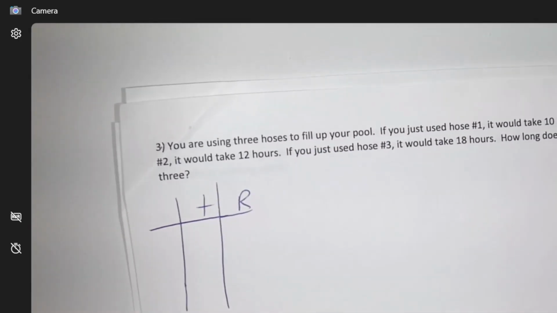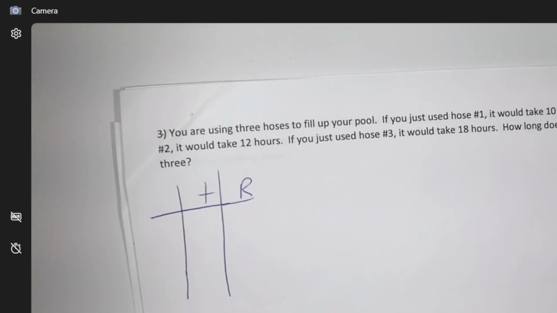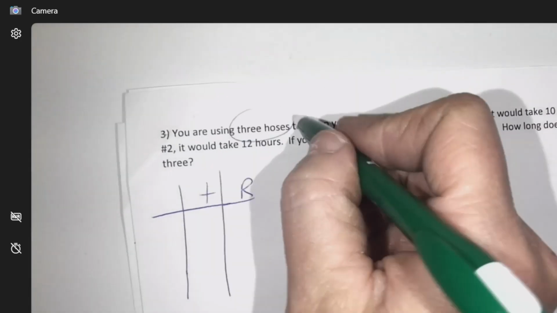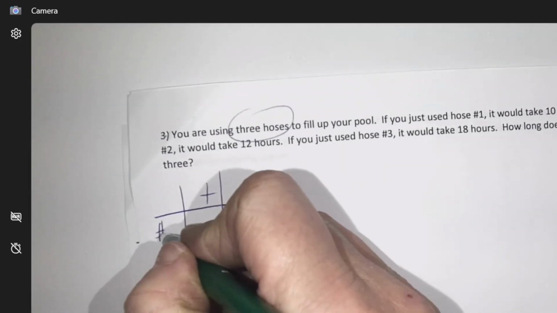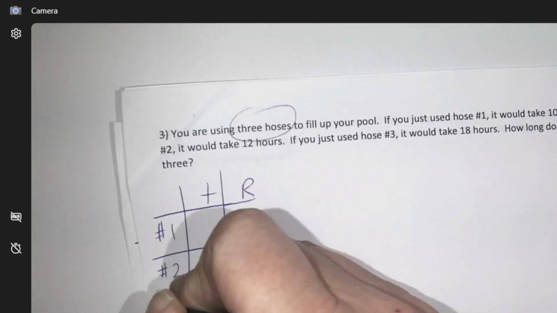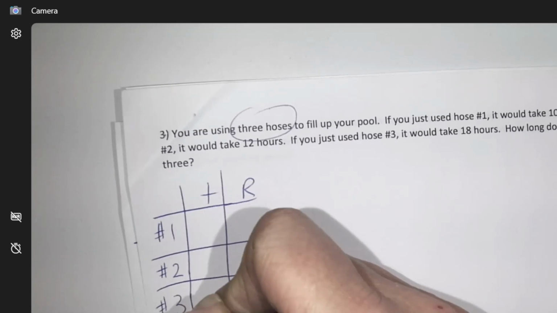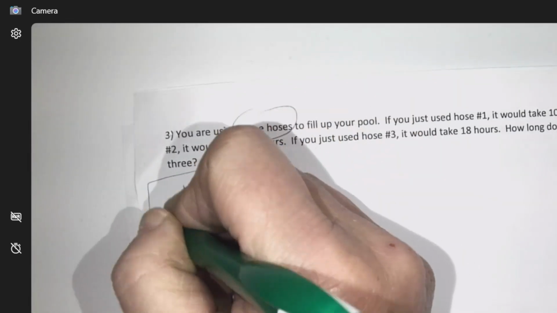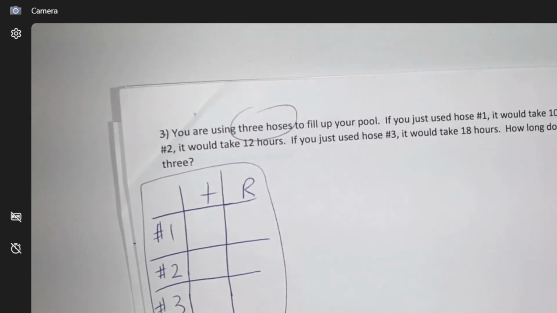Okay, this is another version of a time rate question. You're going to use 3 hoses, and you're trying to fill up a pool. I guess we're going to assume all the fun things like the water pressure is the same.